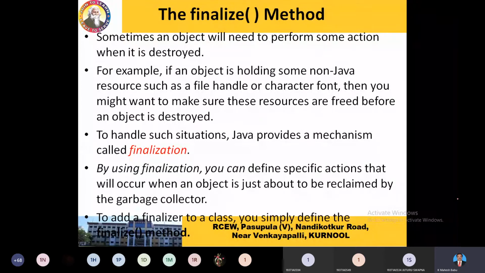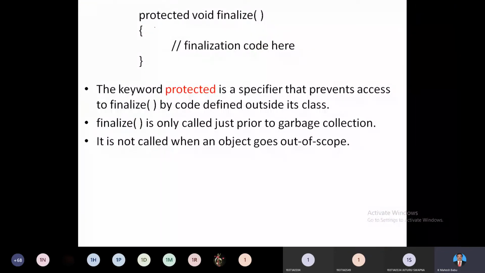So we are going to finalize certain actions whenever you are deleting, or whenever the system is recollecting or deallocating the memory. What are those things we need to do while deleting or destroying an object? Such things you can mention inside the finalize method. If we write them in this method, those things will be done before deleting an object. So very, very important. This is the syntax of this.